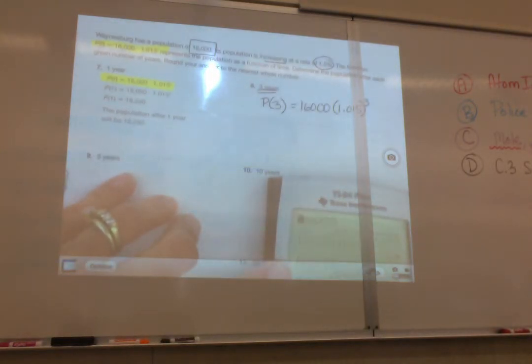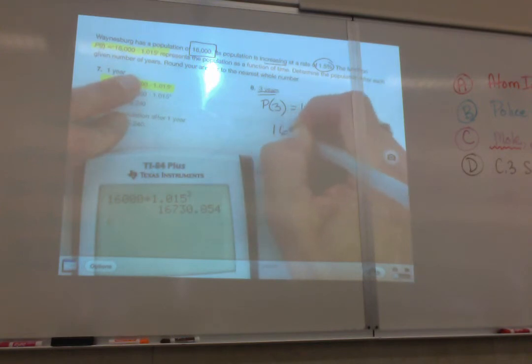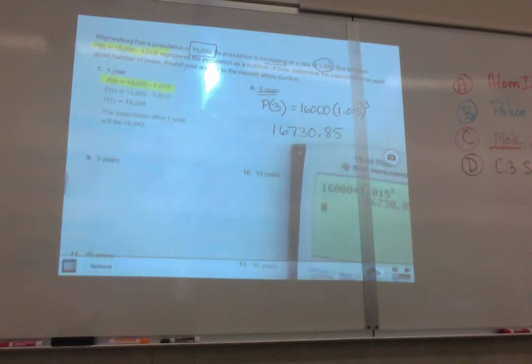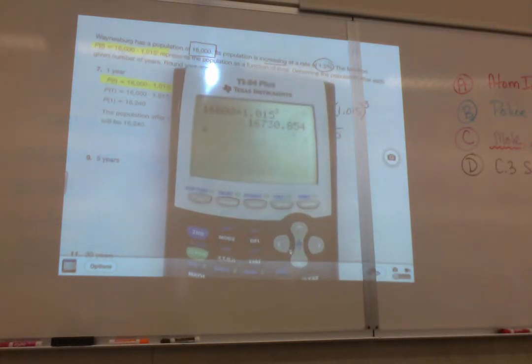On clear, 16,000 times 1.015 raised to the 3. Enter. 16730.85. Now we have 4 other years they want us to find it for. We have a couple of ways we can find that with our calculator. What's one way? One way is redo the whole problem. What's another way that may be quicker?